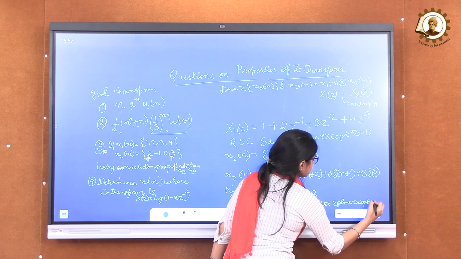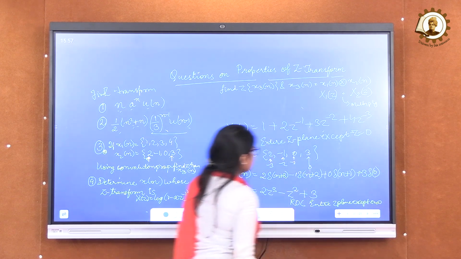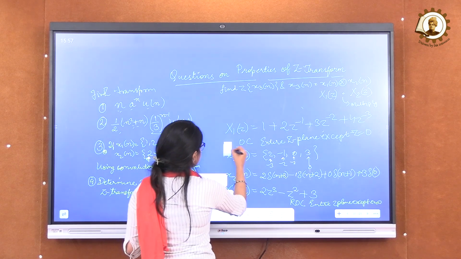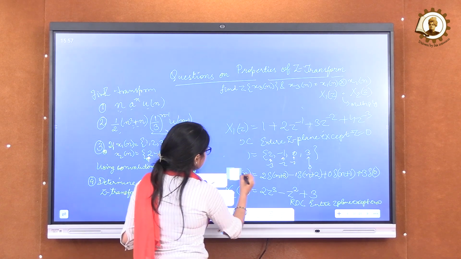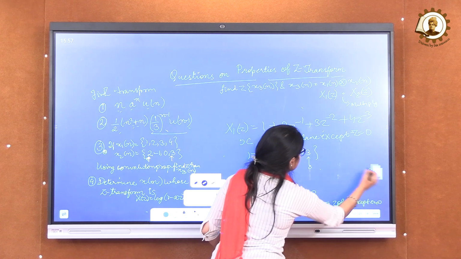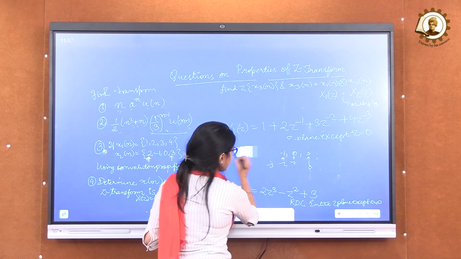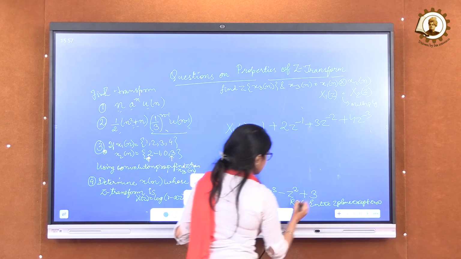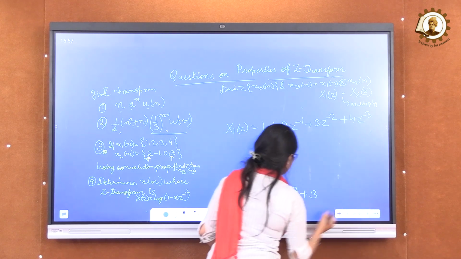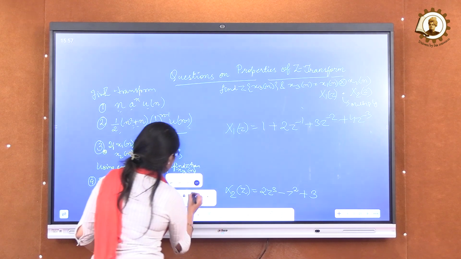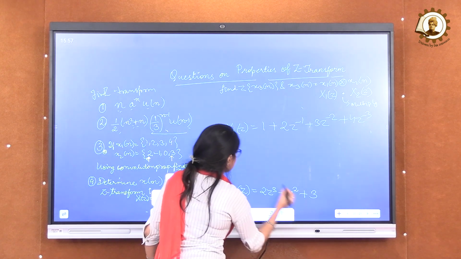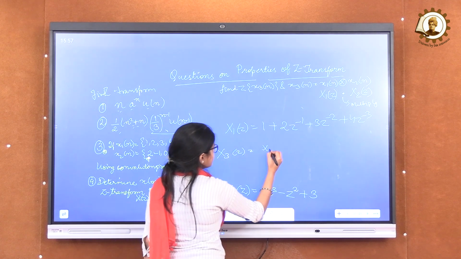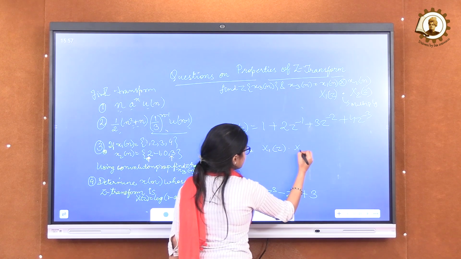Got this one? Okay. Now I will take just the results. So the first result is this one. ROC, I think you have understood, so the ROC I am rubbing out over here. Now let us just multiply and write it. So the final X3(z) will be equal to X1(z) into X2(z).